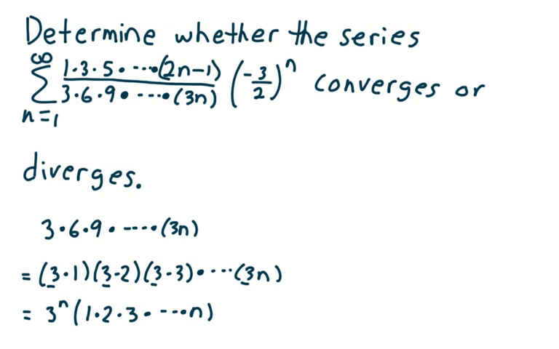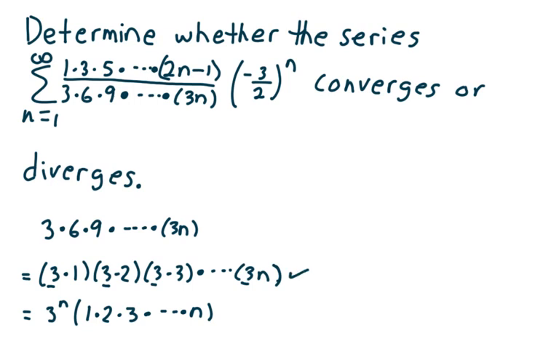Now, I want to address the denominator. Notice that 3 times 6 times 9 all the way through until 3n can be written as follows. 3 is equal to 3 times 1. 6 is equal to 3 times 2. 9 is equal to 3 times 3. So I'm going to continue in that pattern until I stop at 3n right here.